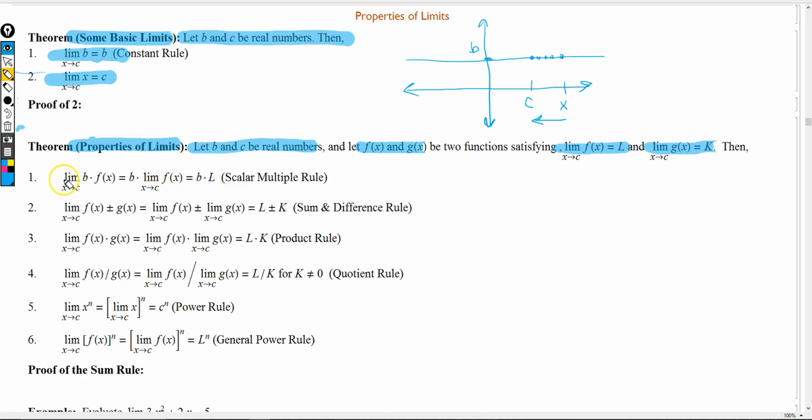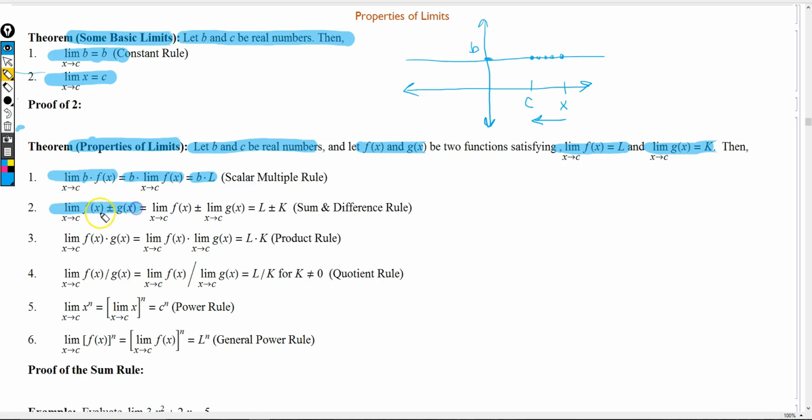So first of all, we have what's called the scalar multiple rule. Limit as x approaches c of b times f. Well, what I can do is move the b outside the word lim, and then this part is just L. So my answer is b times L. Well, that makes sense. As x is getting closer to c, f is getting closer to L, so b times f is getting closer to b times L. Alright, well, that makes sense. The important thing to note here, though, when we work with some of these problems, is that you can move the b outside.